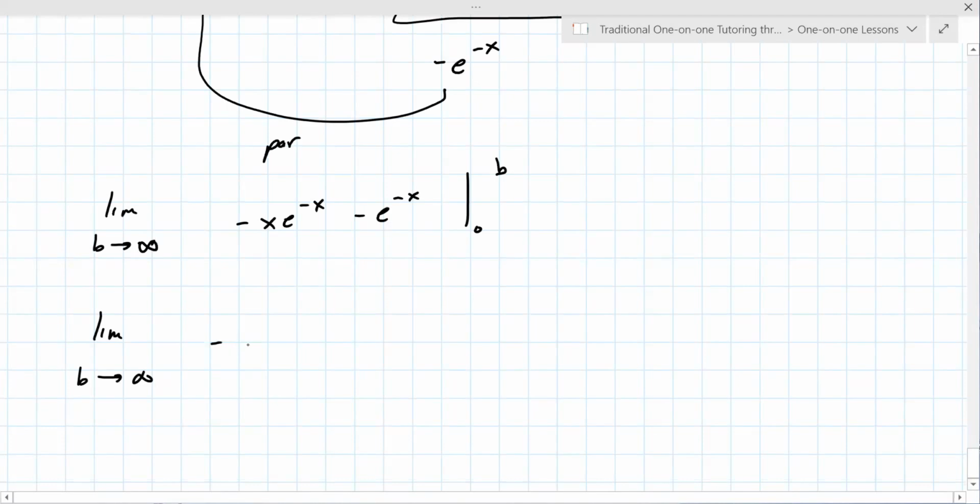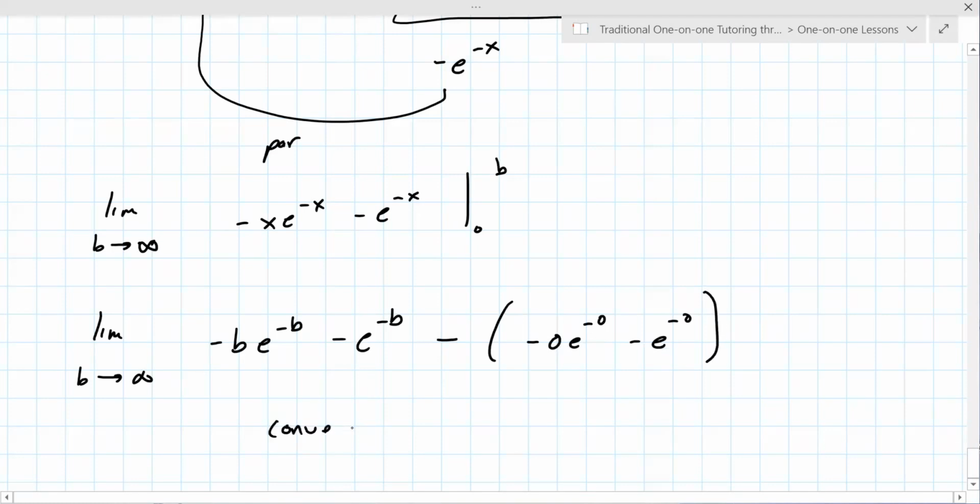So it's minus b e to the minus b minus e to the minus b, minus 0 e to the minus 0 minus e to the minus 0. And this is the step where you're worried about convergence or divergence.